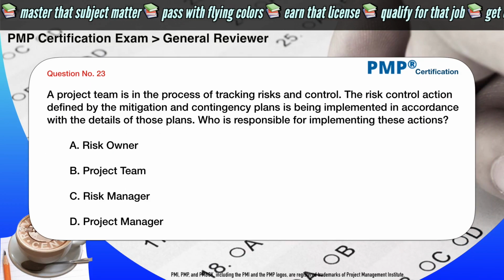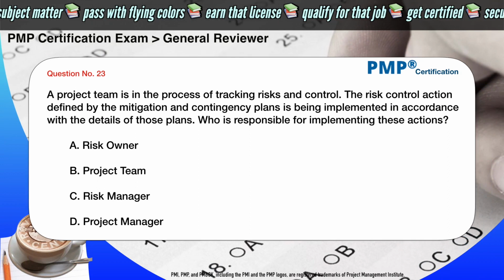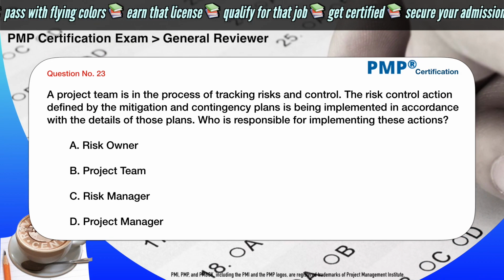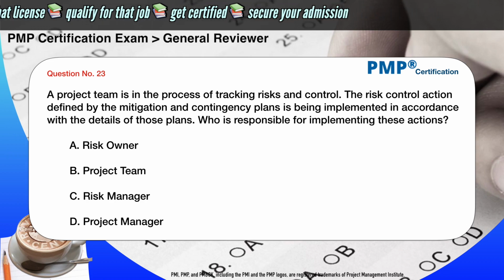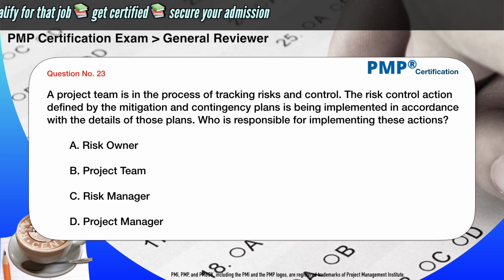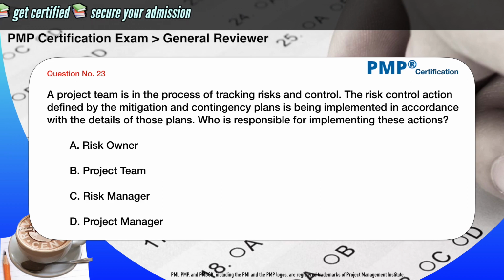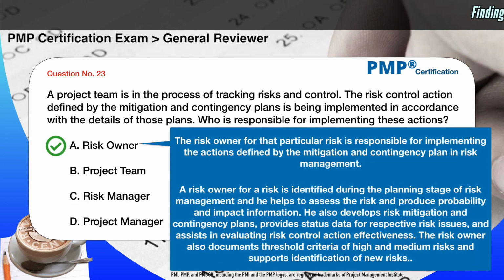The project team is in the process of tracking risks and control. The risk control action defined by the mitigation and contingency plans is being implemented in accordance with the details of those plans. Who is responsible for implementing these actions? A. Risk owner. B. Project team. C. Risk manager. D. Project manager. The correct answer is A.